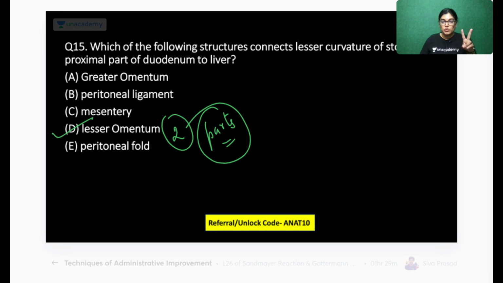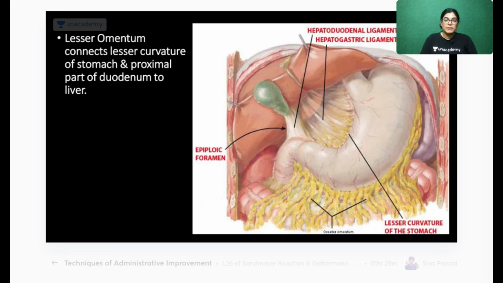Lesser omentum again has got 2 parts. Okay, yes, absolutely right. It has the hepatogastric and the hepatoduodenal part, and in the free margin we have got 3 important structures lying there. So anyone remembers the 3 important structures? Portal vein, hepatic artery, bile duct, and this is forming a link.